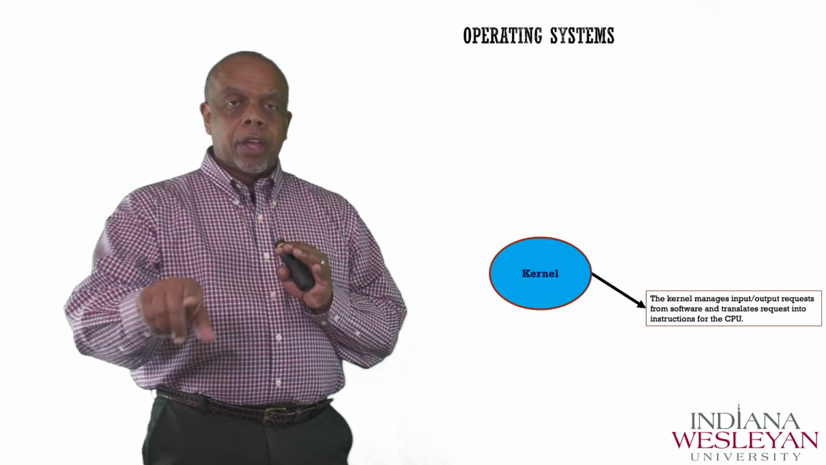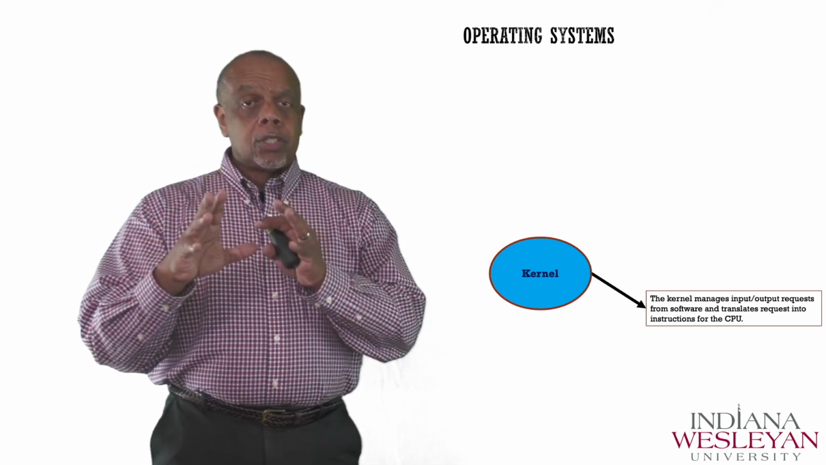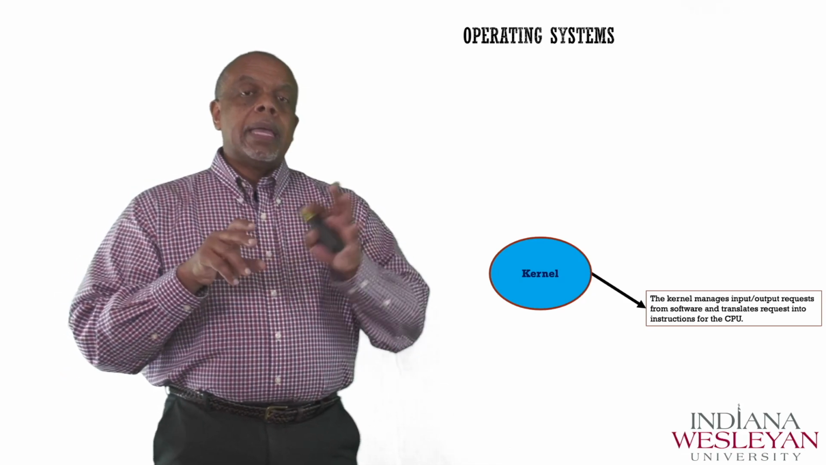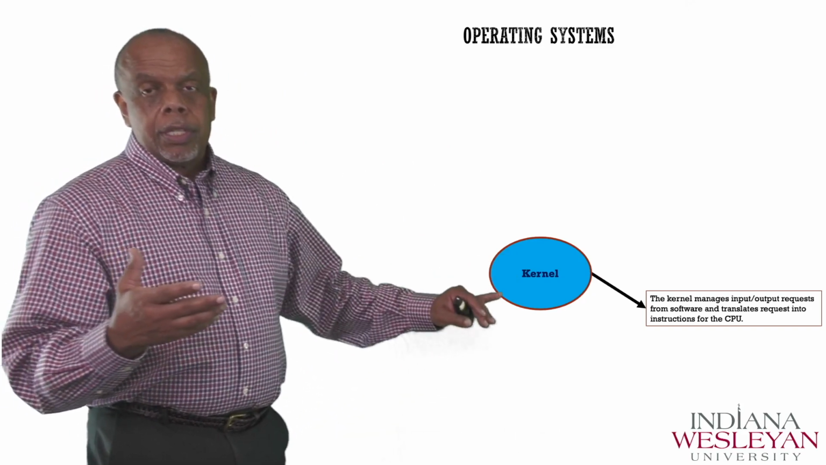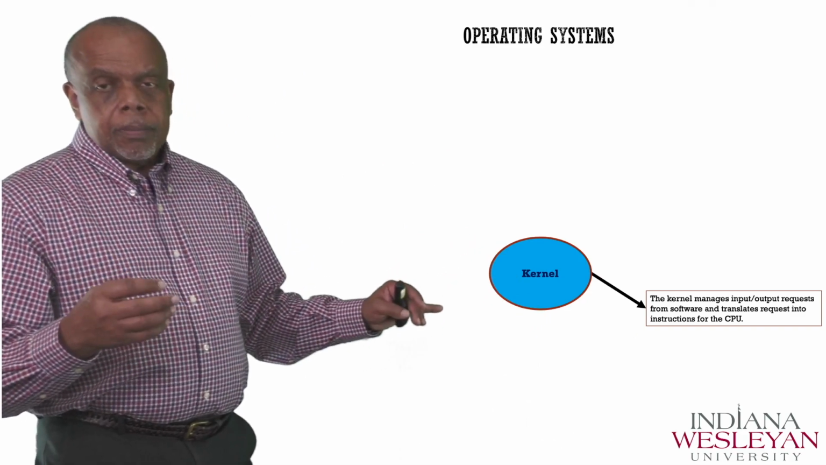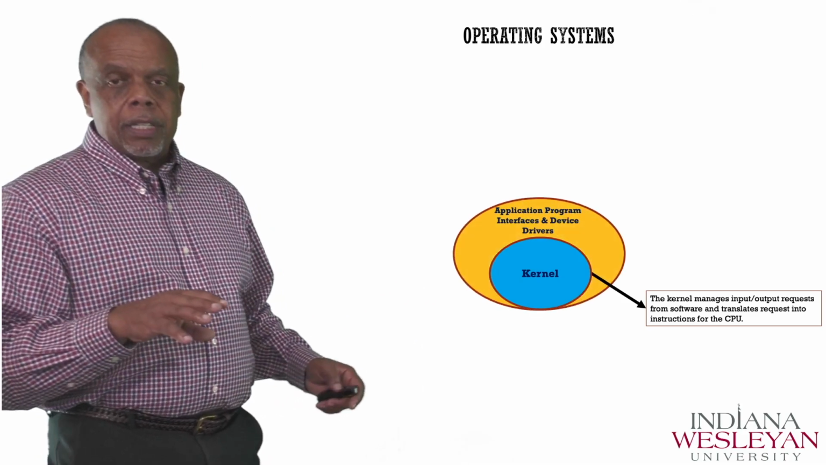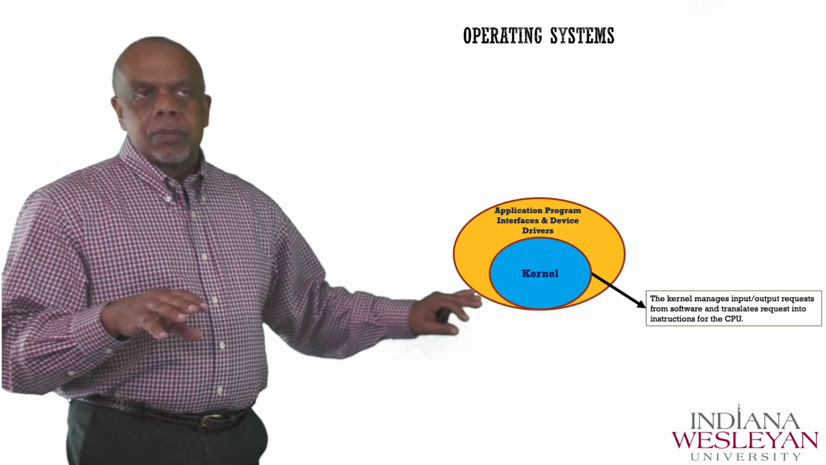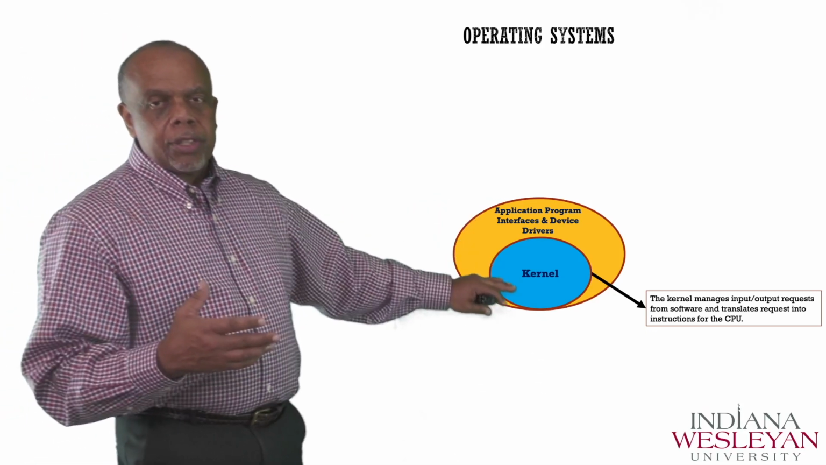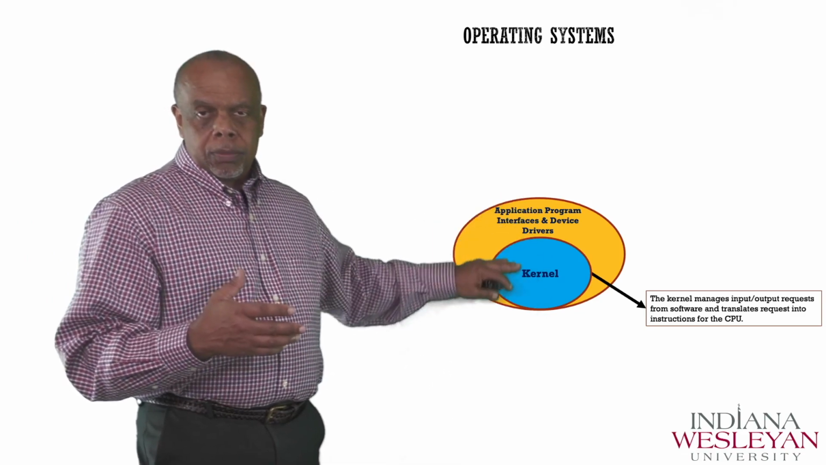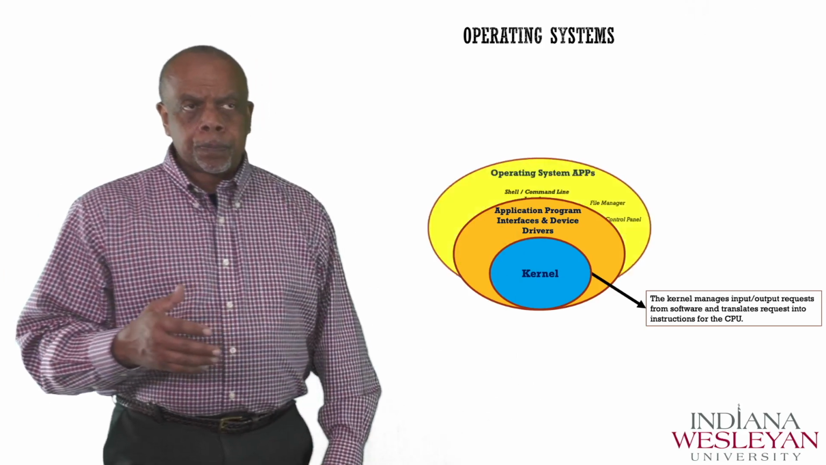It talks to your hard drive. It actually goes to your hard drive, knows where information is on the hard drive, grabs it, brings it back, and does other things with it. Really, this is the heart, which is why it's called the kernel. It manages everything else. On the outside of that, we have another layer called our application program interfaces, or APIs, and device drivers. This is what allows the upper layers of your operating system to interface with the kernel.